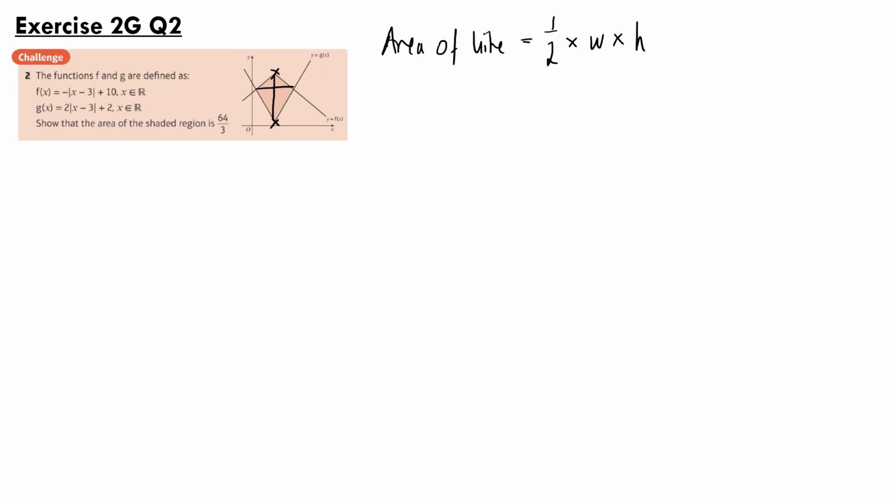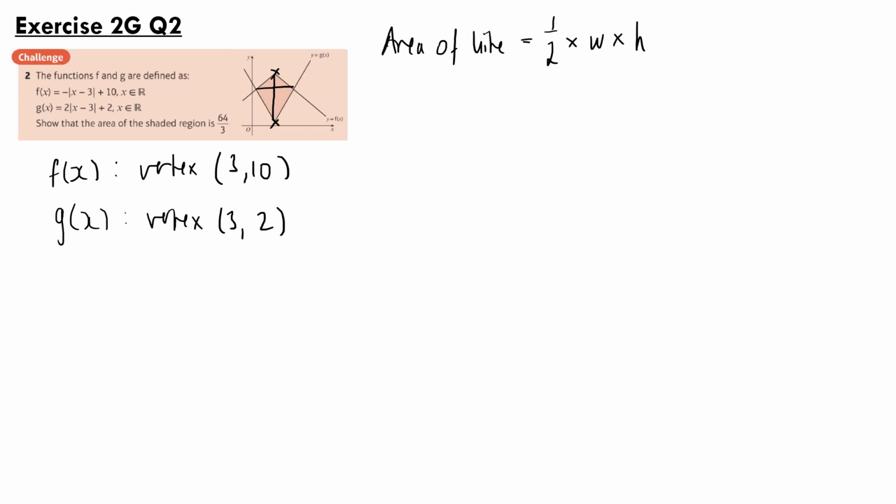So for f of x, the vertex is going to be (3, 10), and for g of x, our vertex is going to be (3, 2). So the difference in y coordinates will give us our height, which is 8. So the height of the kite is 8.